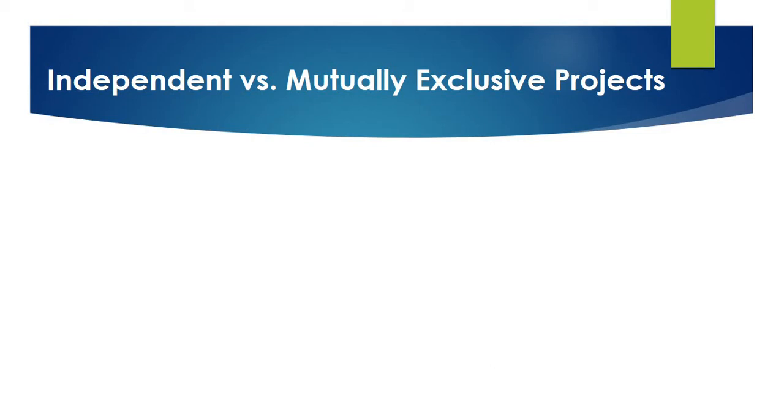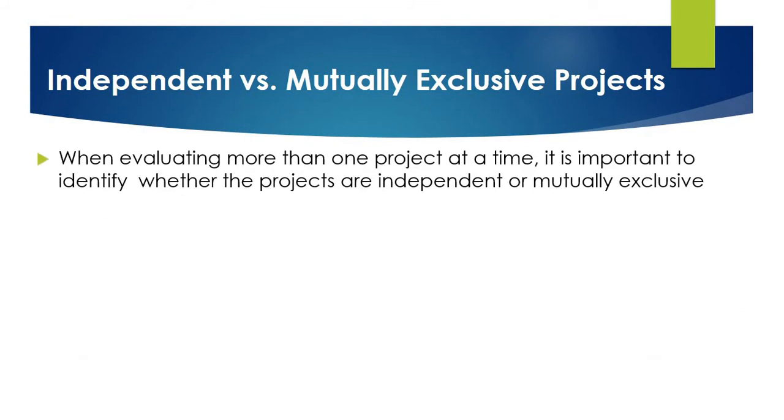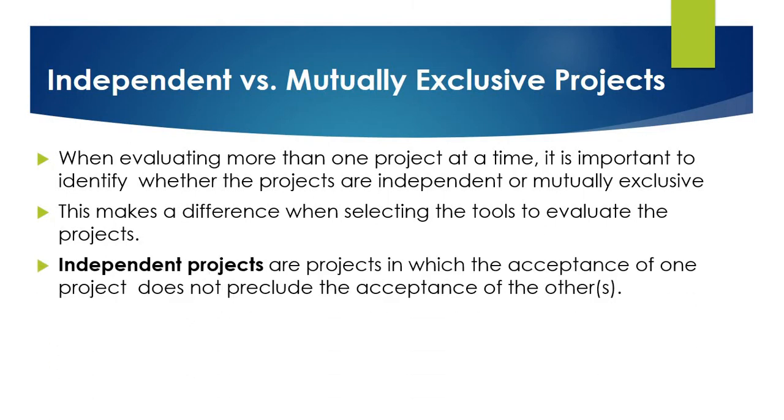Now let's look at how independent projects are different from mutually exclusive projects. When a firm evaluates projects at a time, it is important to recognize whether the projects are independent or mutually exclusive, and there are different tools to evaluate projects. If projects are independent, in this case, acceptance of one project does not reject other projects. That means if a firm has 5 profitable projects, the firm has the ability to accept 5 profitable projects. So if the projects are independent, a firm can accept all profitable projects.